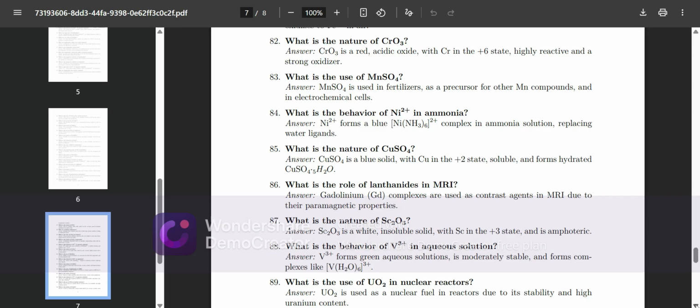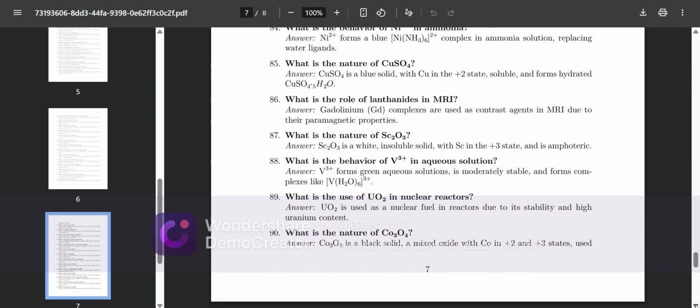What is the use of MnSO4? MnSO4 is used in fertilizer, as a precursor for other manganese compounds and in electrochemical cells. What is the behavior of Ni2+ in ammonia? Ni2+ forms a blue [Ni(NH3)6]2+ complex in ammonia solution, replacing water ligands. What is the nature of CuSO4? CuSO4 is a blue solid with Cu in the +2 state, soluble, and forms hydrated CuSO4·5H2O.